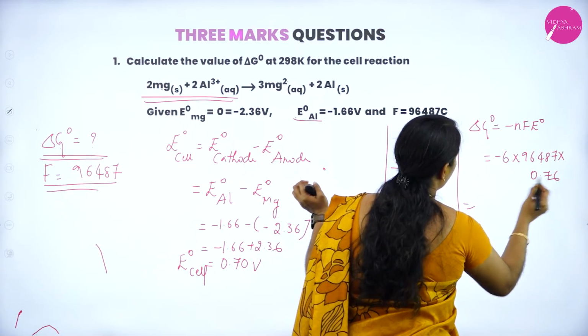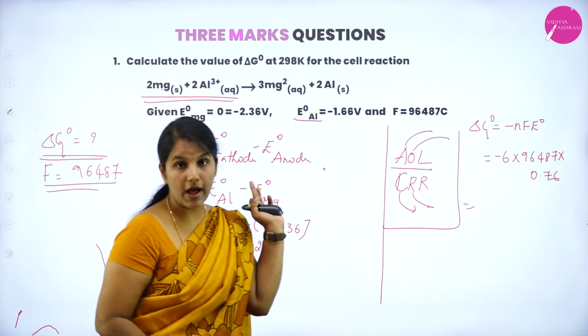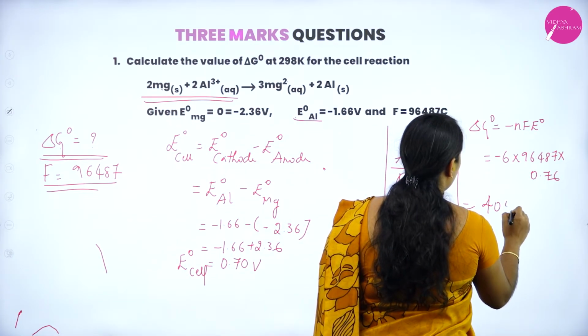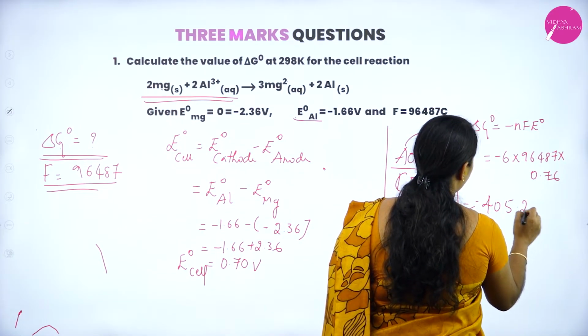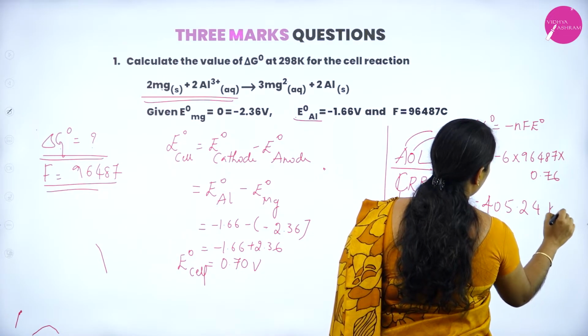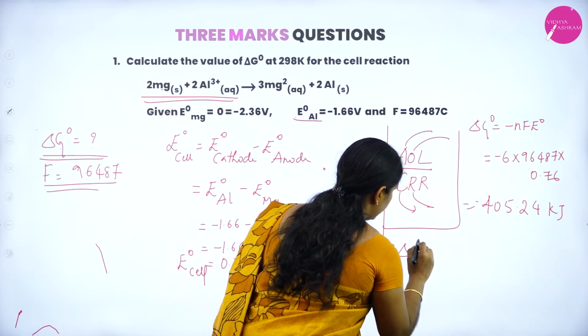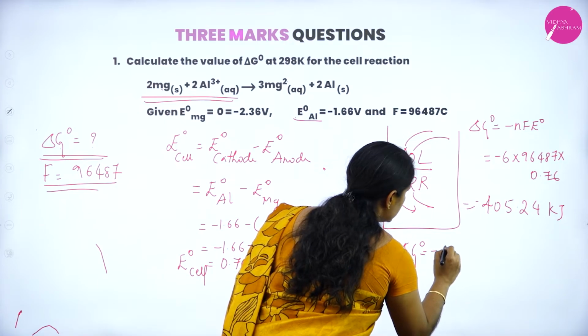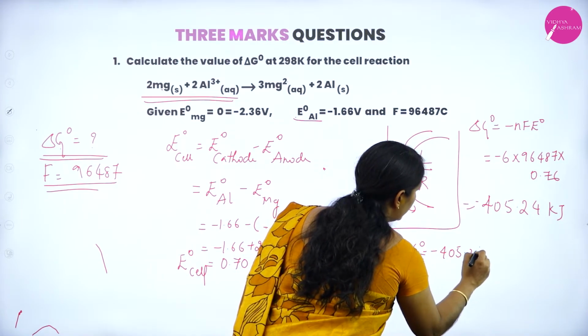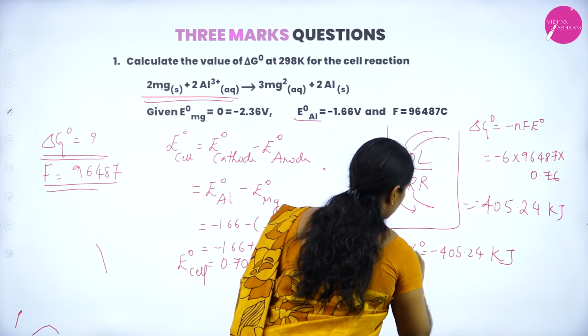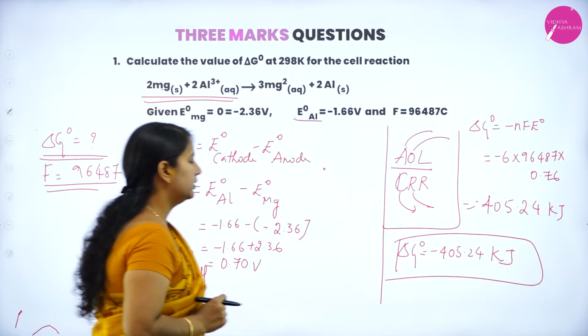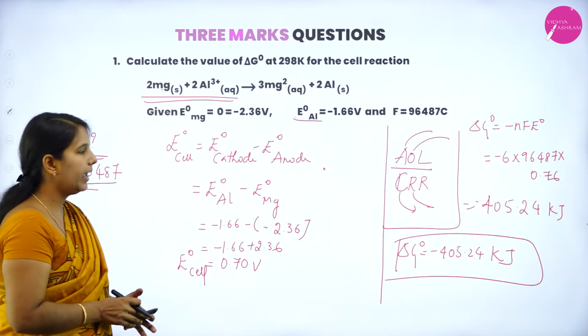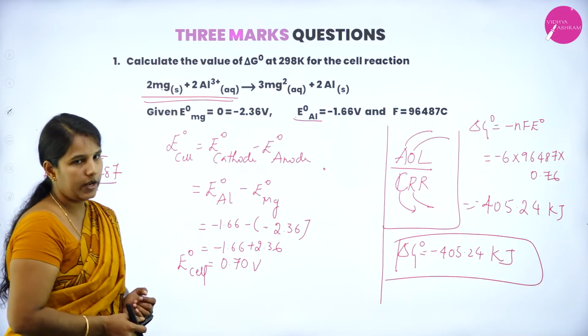0.76. If you do the multiplication, you will get a final value of minus 405.24 kilojoules. So the delta G0 value is minus 405.24 kilojoules. This is how the standard free energy change can be calculated with the above data.